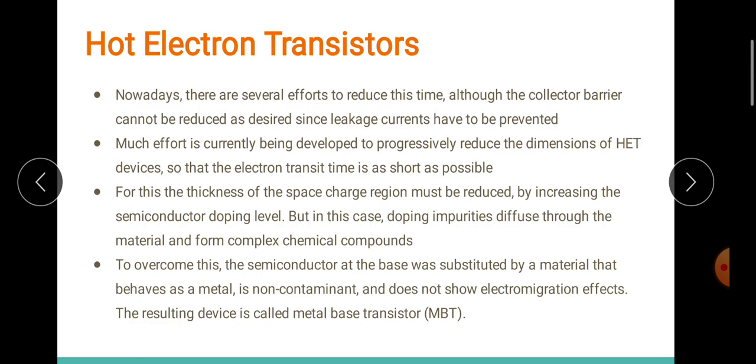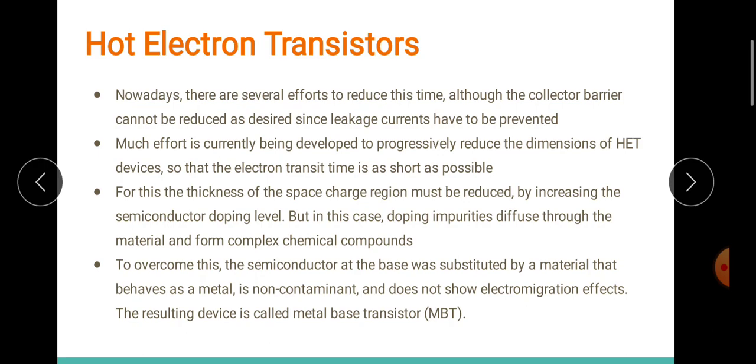So this means we have to reduce the thickness of the space charge regions, which can be done by increasing the doping level of the semiconductors. But if you have to change the doping level, which means you are adding doping particles, right? These doping particles or these impurities can later diffuse into a material, form complex compounds, and they can in fact vary all the electrical chemical composition of a device, which is not desirable.